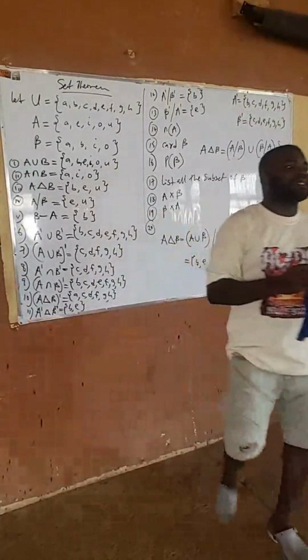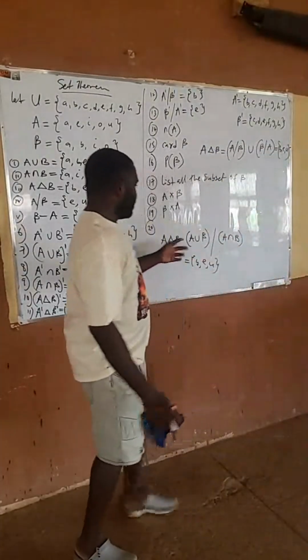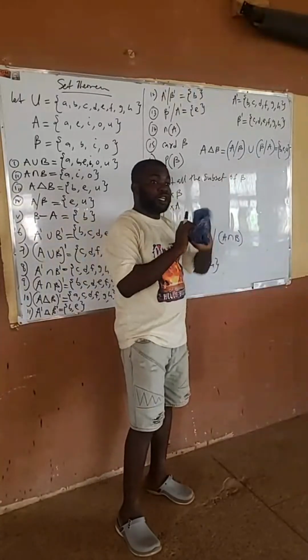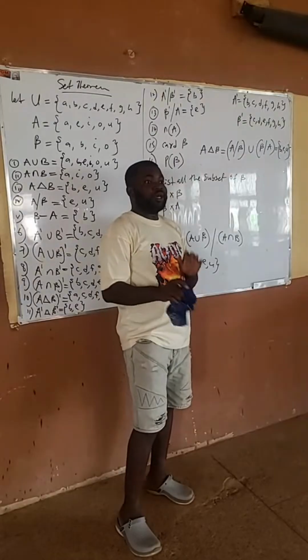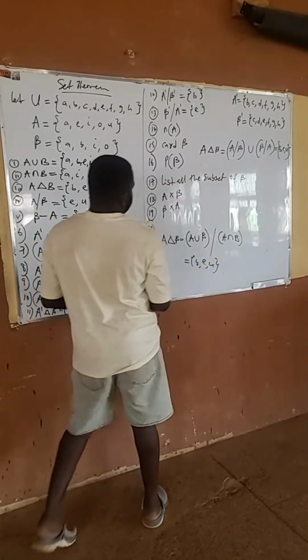So symmetric difference has three formulas. It has three formulas. And I'm proving it here. This is the first formula. This is the second formula. And the third one is simply what they don't have in common. So any one you like can give you the symmetric difference. So write that down.